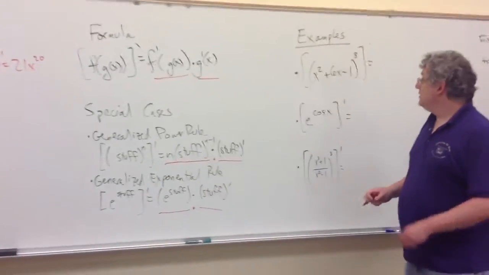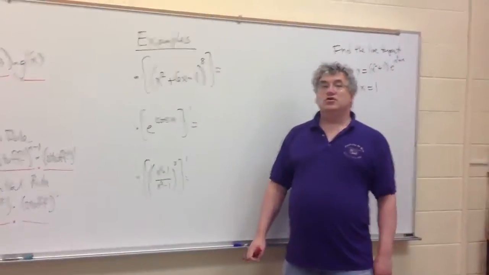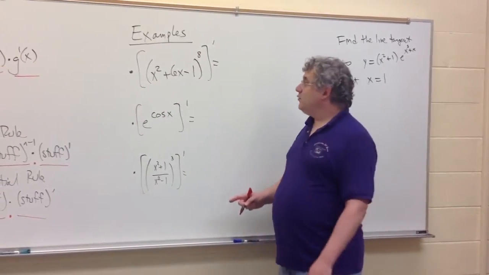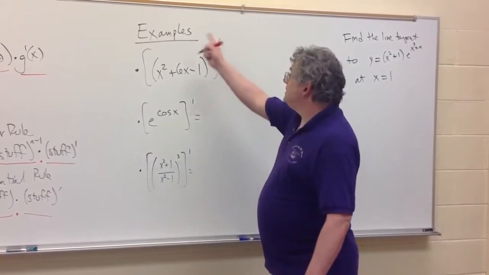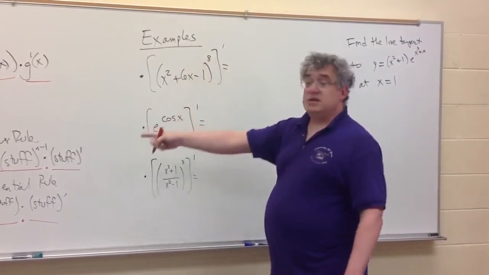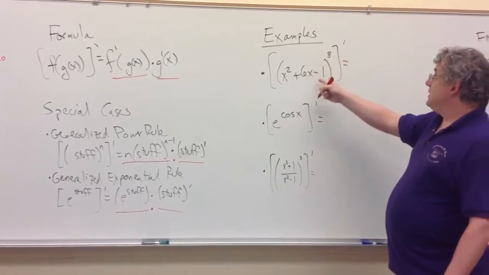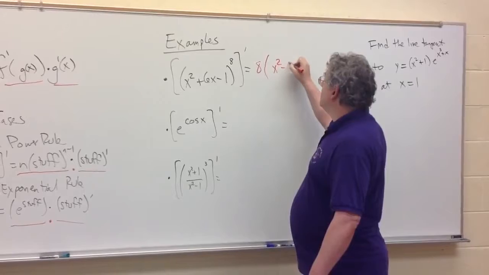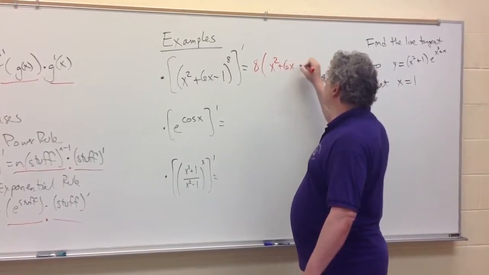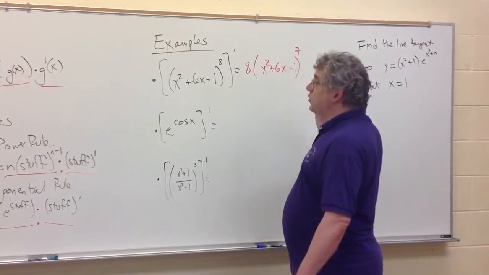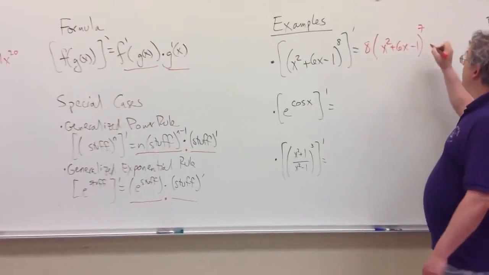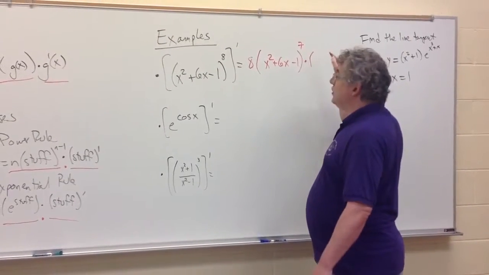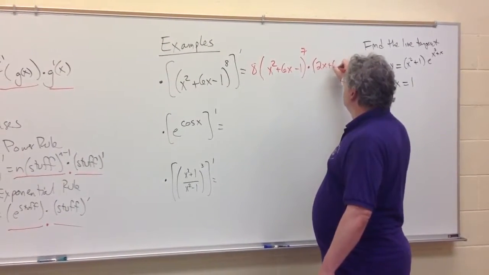Let's take some examples. Here are 3 examples. Try them out. I'll give you a couple seconds. Okay, hopefully you were able to pause and finish these. So how are we going to do this? This is the generalized power rule. It's something to the 8th power. So we're going to get 8 times the something to the 7th. But we don't want to stop there because we have to multiply by the derivative of the thing inside, which hopefully you can tell is 2x plus 6.